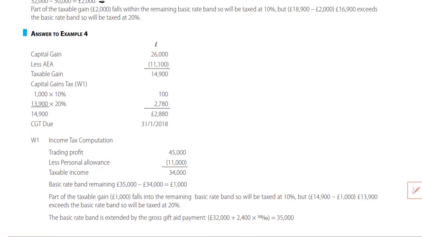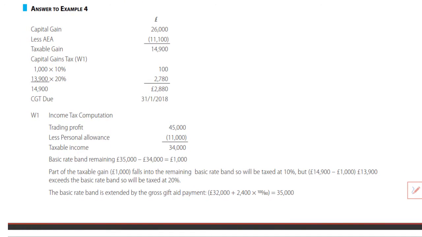That issue made a little bit more interesting in terms of example 4, where though again, you had to work out the taxable gain and you had to work out the taxable income. What made this one more interesting was that with a taxable income of £34,000, you would have thought that the taxpayer was already a higher rate taxpayer. But not so, because in fact the basic rate band limit has been extended to £35,000. That was because there was a gift aid payment made during the year of £2,400, which is grossed up times 100 over 80 to 3,000, added to 32, extending the basic rate band limit to 35.